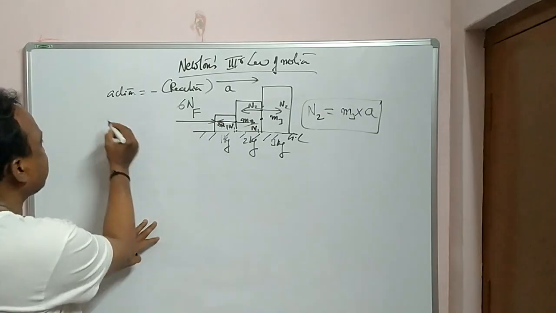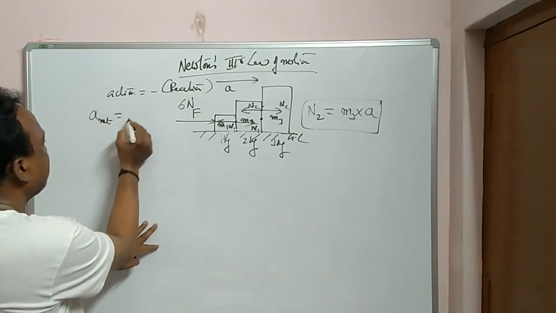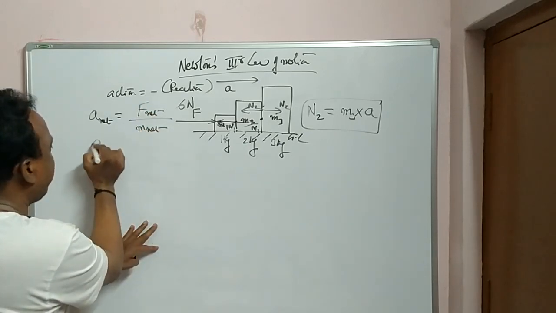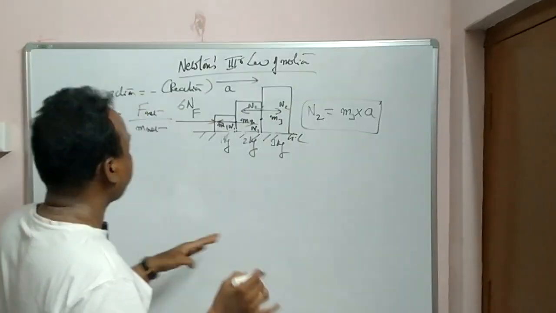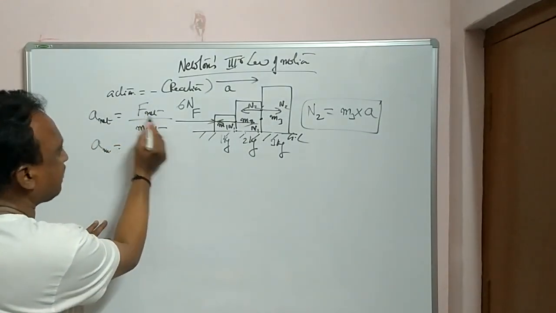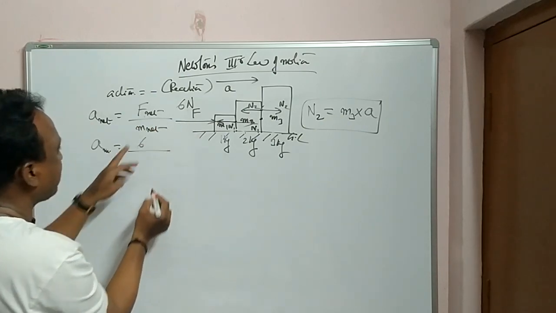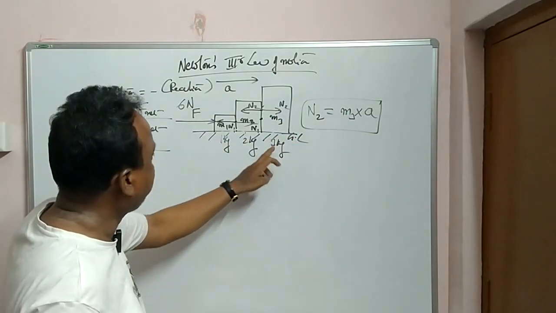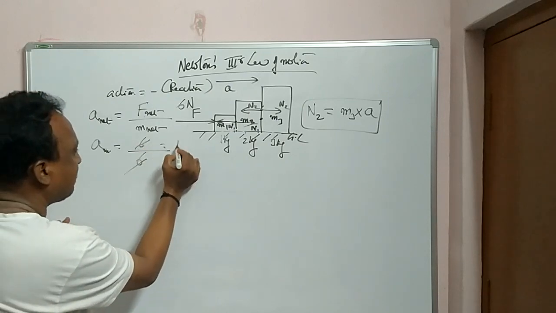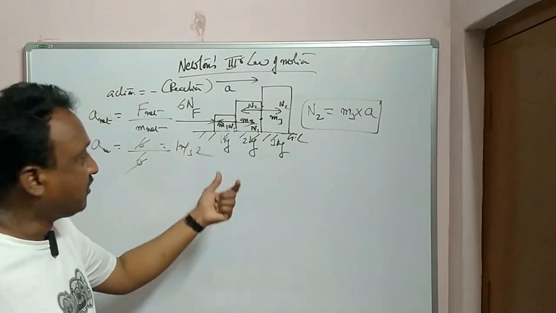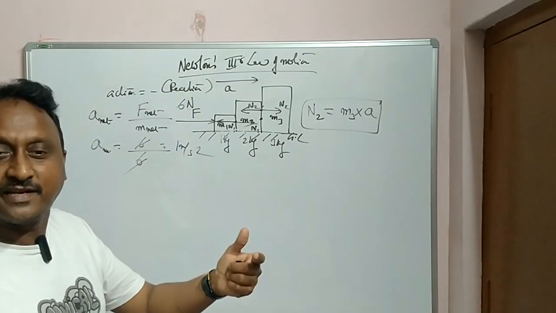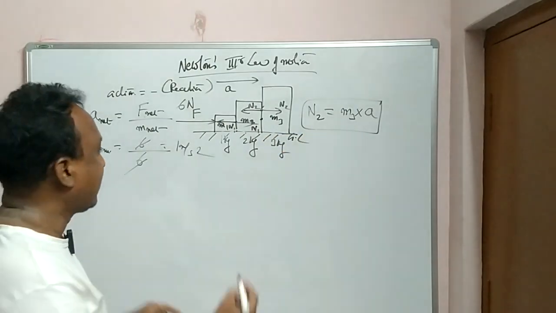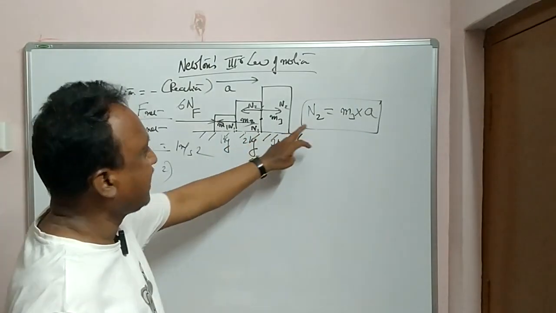Now in this case, what is acceleration? Common acceleration. A net is equal to F net by M net. So common acceleration of the 3 blocks along the force is equal to total force, 6, by total mass, M1 plus M2 plus M3, that is 1 plus 2 plus 3, that is 6. So what is the value? 1 meter per second square. So these 3 blocks will travel with the same common acceleration, 1 meter per second square, in this direction.